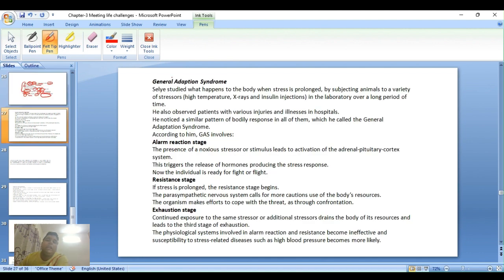Now we can study about the General Adaptation Syndrome, GAS, right? So general adaptation syndrome. Selye studied what happens to the body when stress is prolonged, when stress lasts for a long time. He did an experiment with animals, subjecting them to a variety of stressors, meaning many stressors: he put them in high temperature, in x-rays, gave insulin injections. He did this experiment in the laboratory over a long period of time.